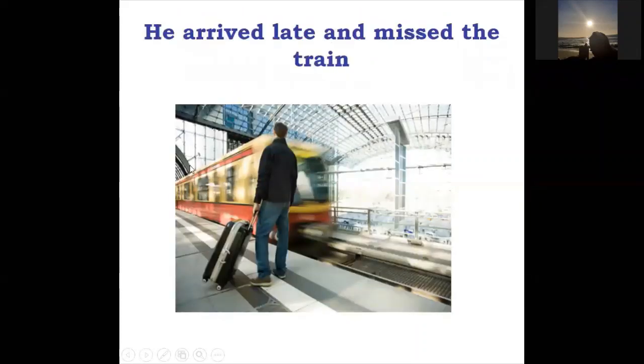Now, here we have another pic. Take a look at the man. He's standing at a station, or the train station, and this is what happened. He arrived late and missed the train.